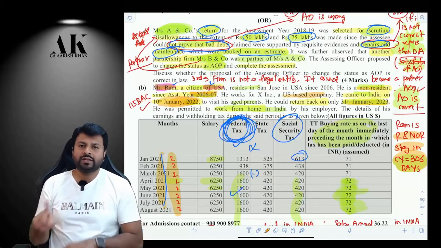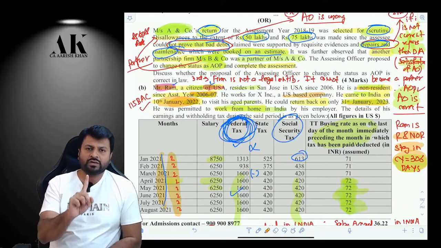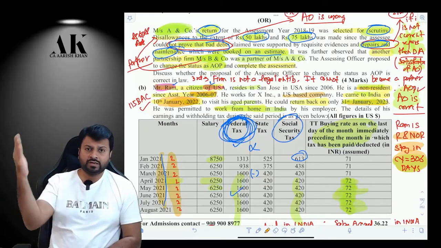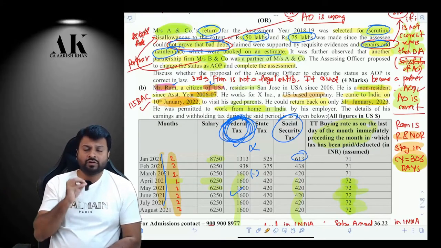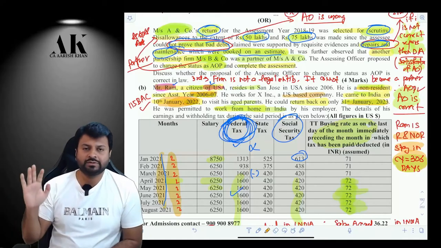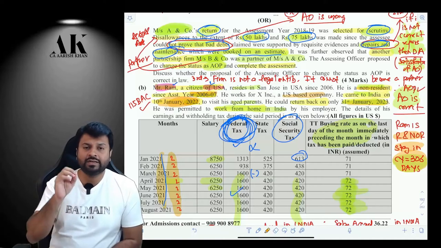Now, in case of resident and not ordinary resident, when the income is taxable in India, either the income has to be accrued in India or the income has to be received in India. In case of PGBP, even if it is accrued outside India, but it is controlled from India, then also it is taxable. But in this question, PGBP income is not there. So talk about normal income, like salary, interest, etc. It is taxable in India for NOR only if it is accrued in India, or if it is received in India.